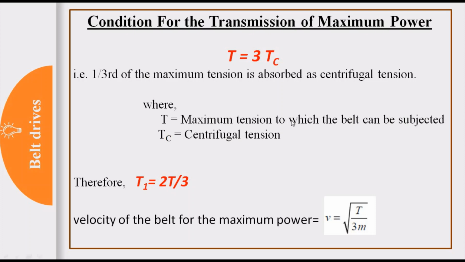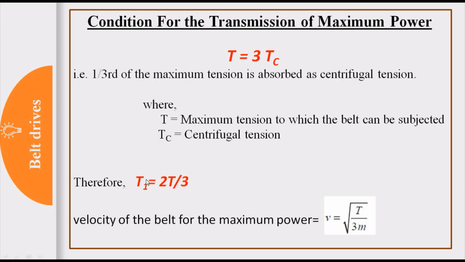So in that case we get a condition, maximum tension T is equal to 3 times centrifugal tension. So we can say that to transmit maximum power, the centrifugal tension in the belt must be 1/3 of the maximum tension. This is the required condition. Or we can say that 1/3 of the maximum tension is absorbed as centrifugal tension. Okay. So if T is equal to 3 Tc, and we have seen the maximum tension formula, T is equal to T1 plus Tc, then T1 is equal to 2T upon 3. That is also an important condition.